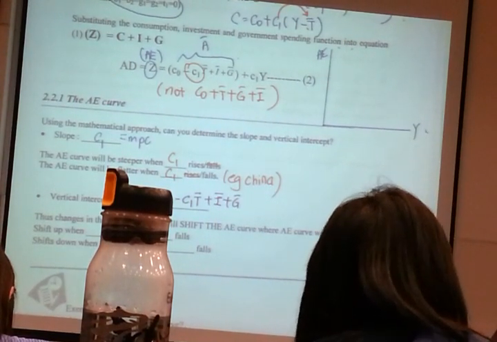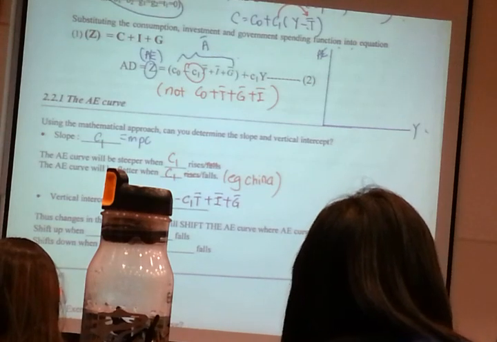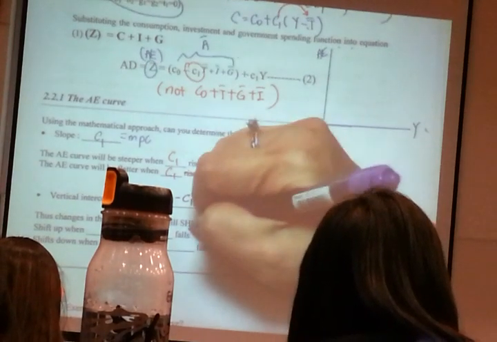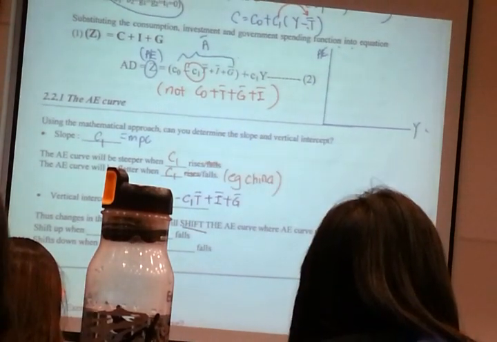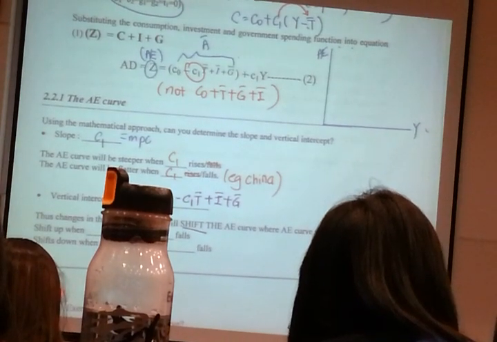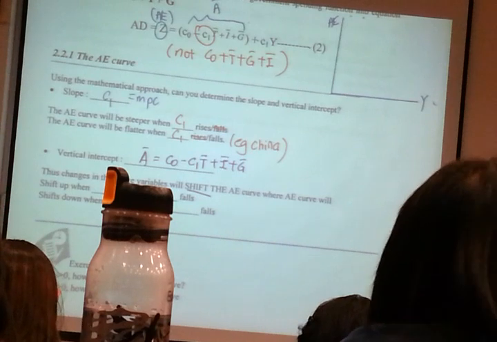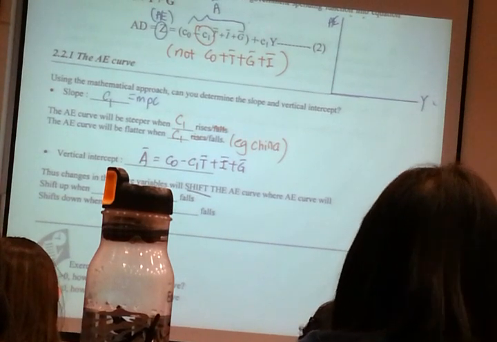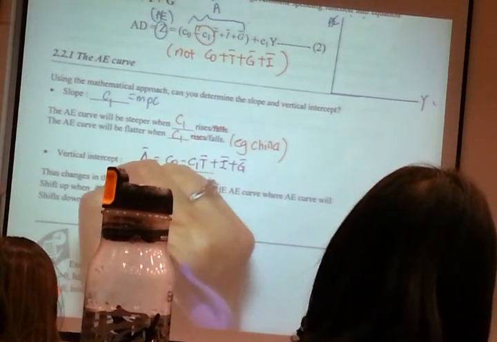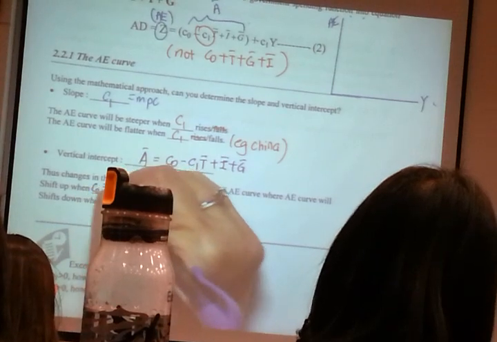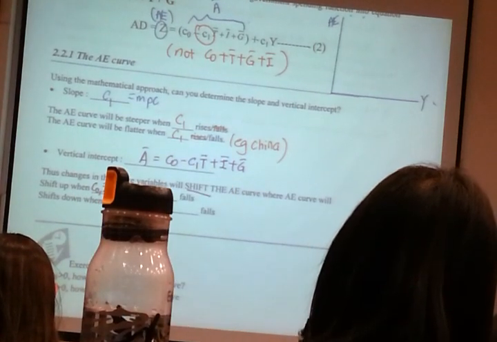So why do we need to know the vertical intercept? Because it's a very convenient way to tell us who will shift the AE. In this case, the AE will shift up, which means AE will increase, when your C naught, your I bar, and your G bar go up.